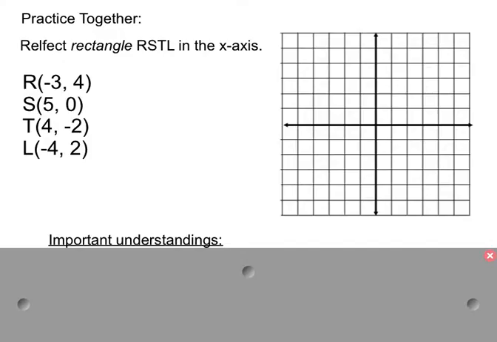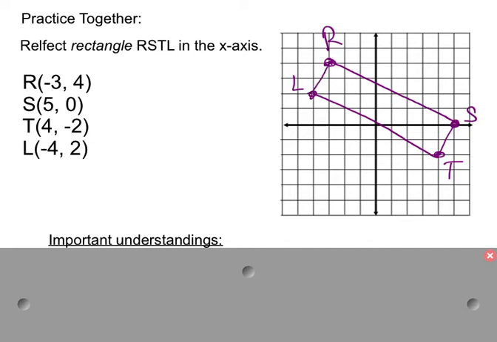Okay, let's practice together. Reflect triangle STL in the x-axis? Well, first I'm gonna draw it. R is at -3, 4. Back 3, up 4. So it is right here. S is at 5, 0. That's over 5 and up 0. Wait, this is supposed to be a rectangle? T is at 4, -2. And L is at -4, 2. Oh, okay, I see it. It is a rectangle. It's just rotated.